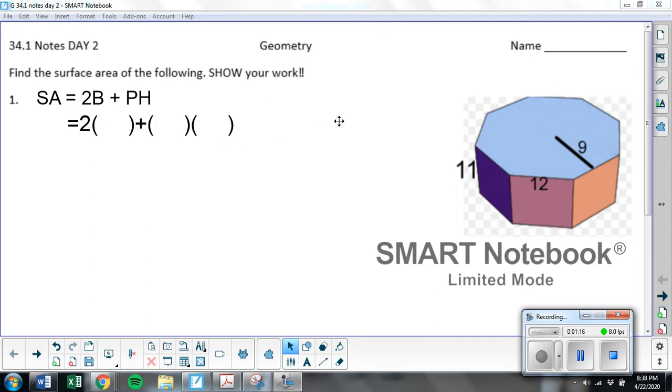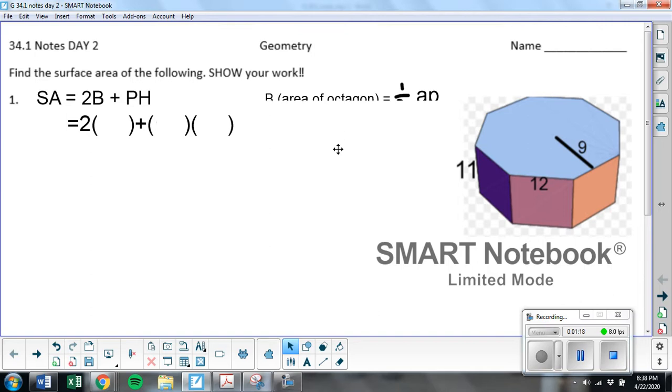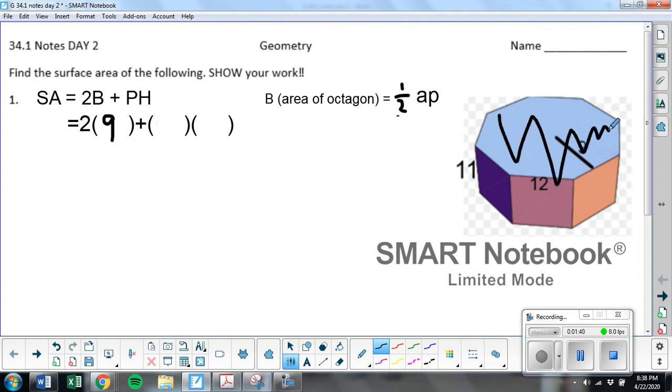So off to the side, let's start with capital B. And it's nice to write what shape you're talking about. We're talking about the base, which is an octagon. Now, a lot of times I see students do this. Base 9. Because here's the base, this figure right here, and they see a 9 there on the base, and they put a 9. That is not true. B stands for area of the base, area of this figure.